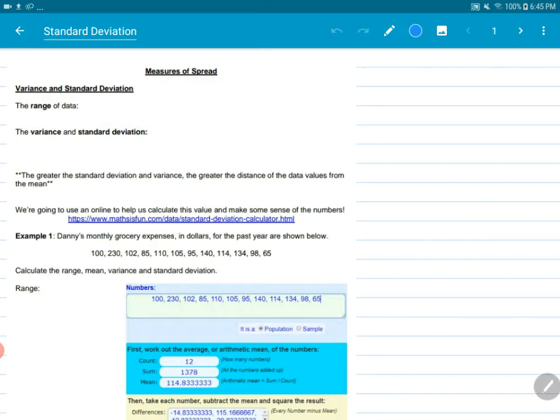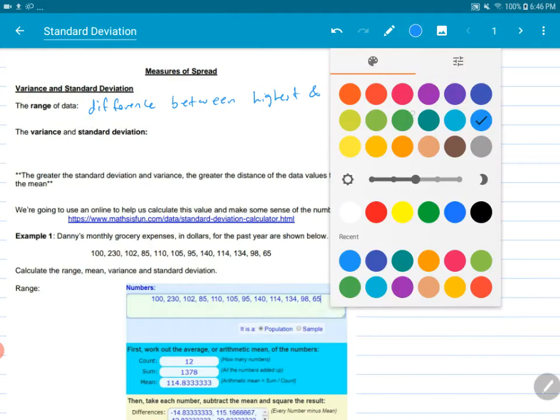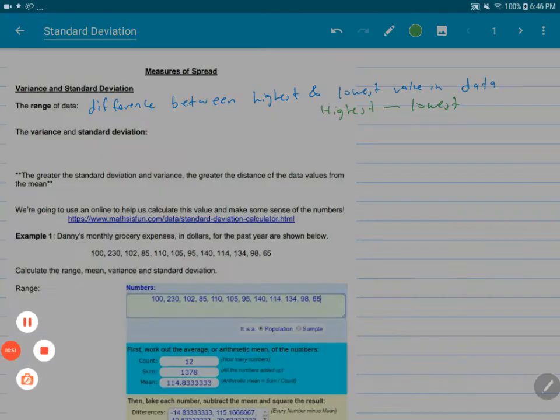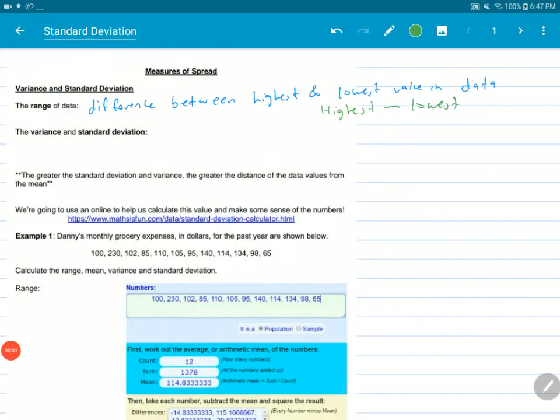the range. So the range is the difference between the highest and lowest value in your data. So basically you do the highest number, subtract the lowest number, and you get your range. Another way that we can put this is also max subtract min, whatever helps you remember it.